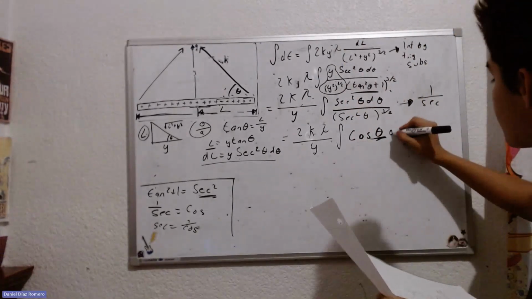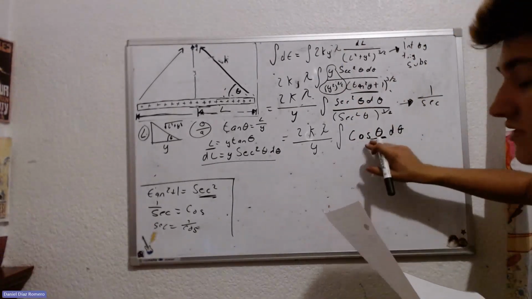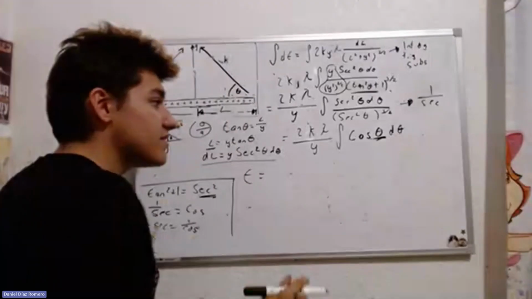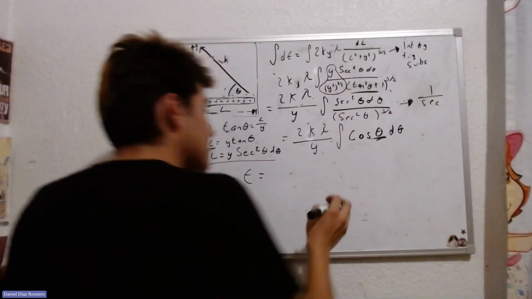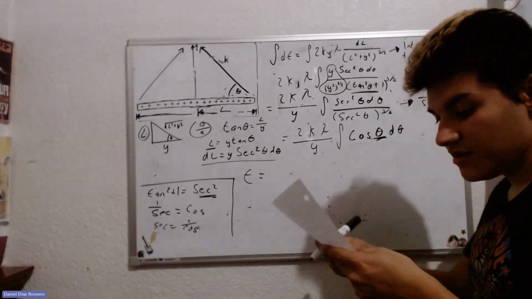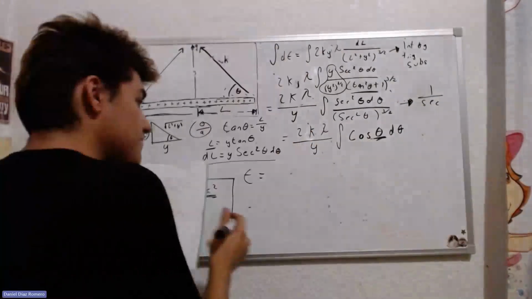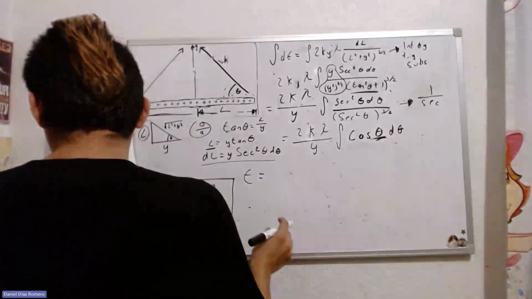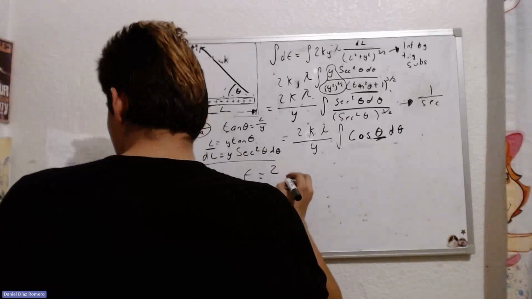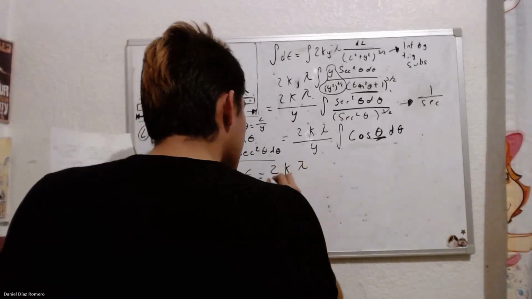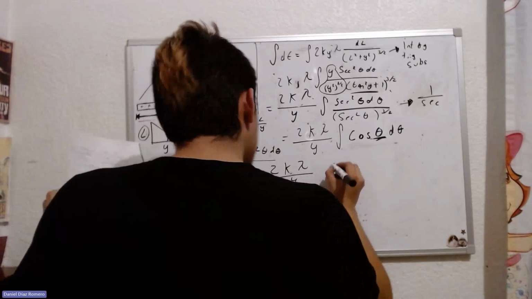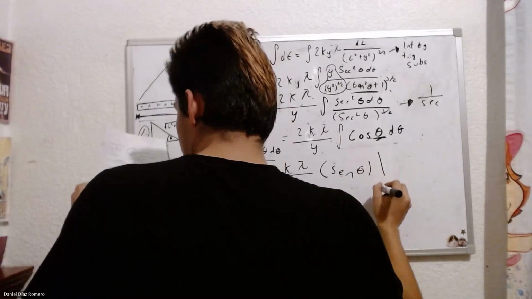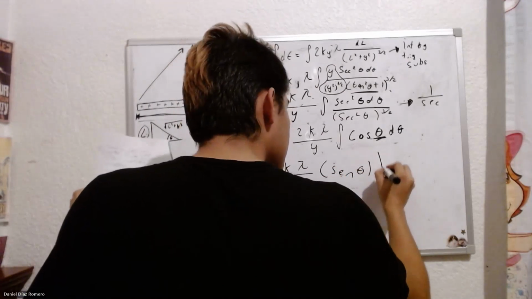And because of d theta, because we have the cosine, now, as you remember, we have to integrate this cosine. So the integral of cosine, as you may know, is equal to sine. So we can now integrate this as it is mainly supposed to be, 2k lambda over y times sine of theta, which is the integral of the main function, from a to b.